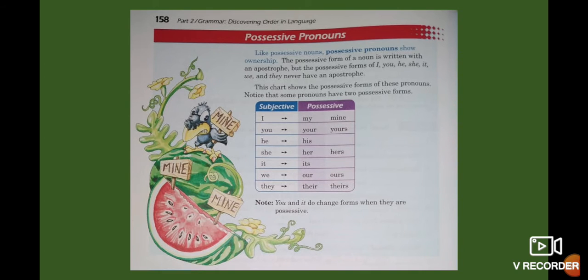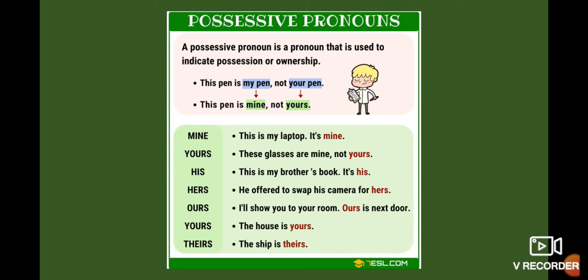For every subject pronoun, we have a possessive pronoun. And note, he and it do not change forms when they are possessive, so that means it doesn't change. Okay, excellent. Let's review one more time. I, my, mine. You, your, yours. He, his. She, her, hers. It, its. We, our, ours. They, their, theirs. Now we have some examples here.